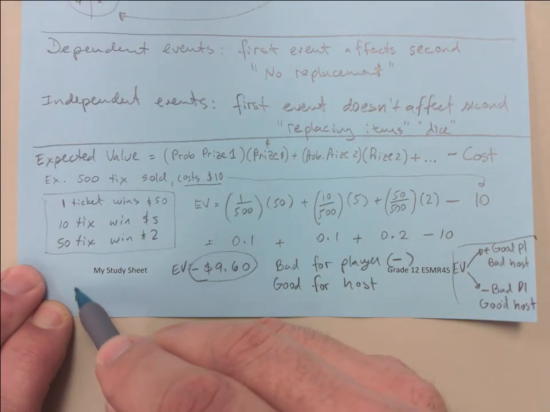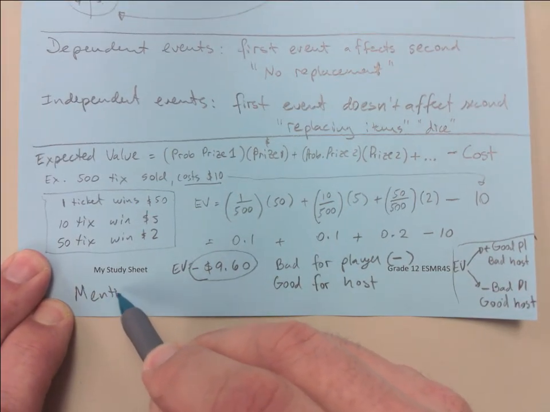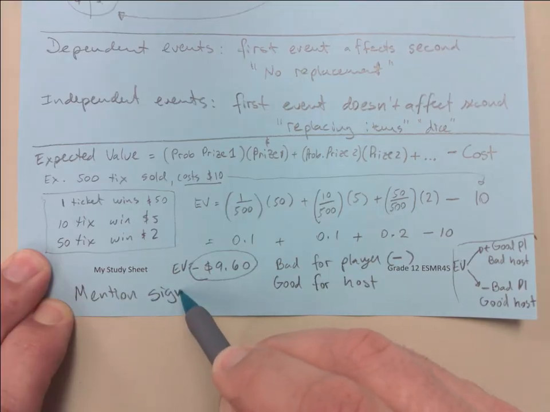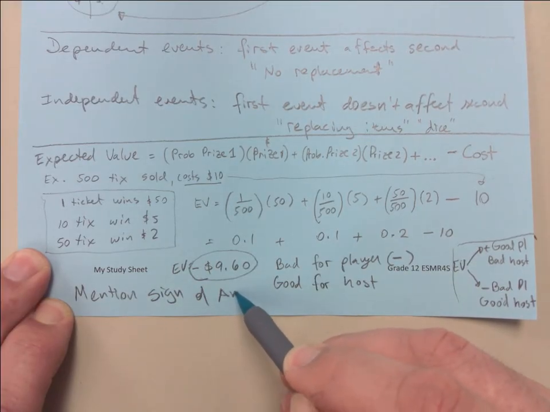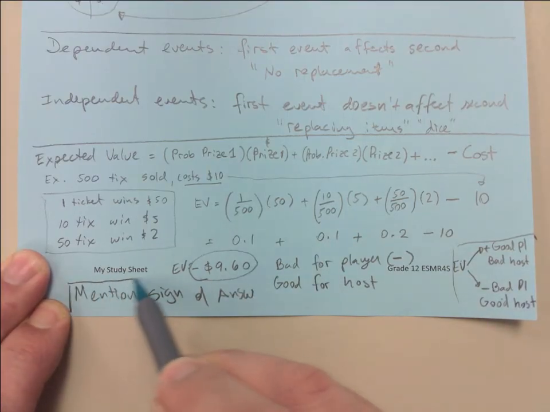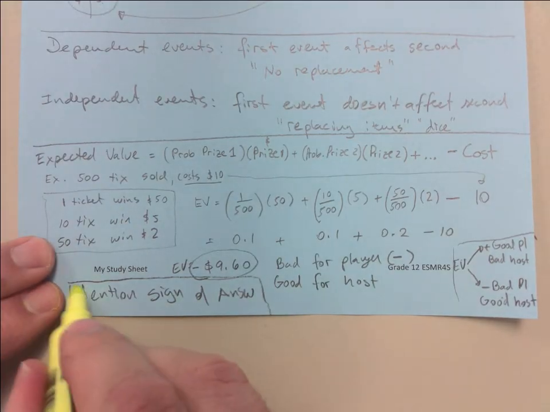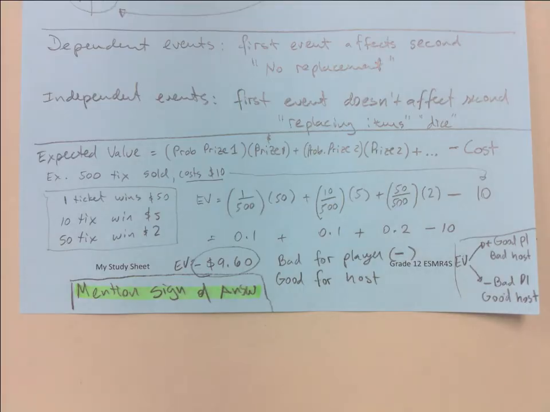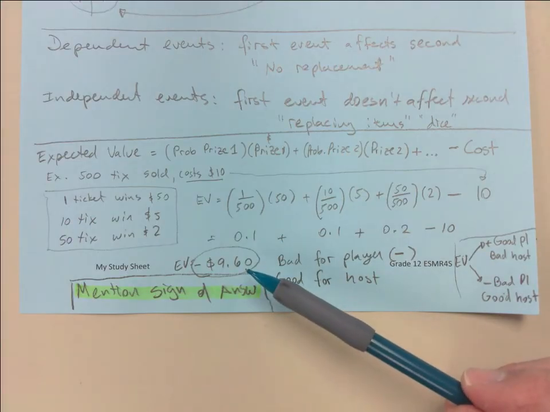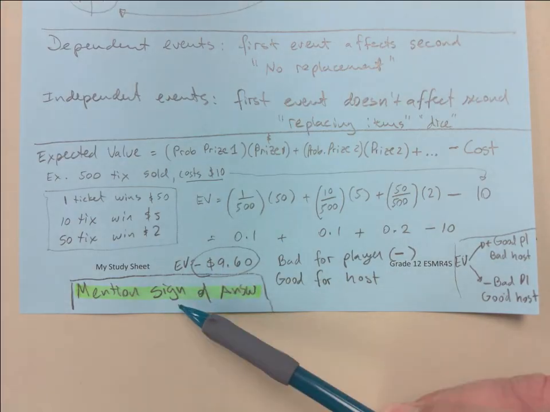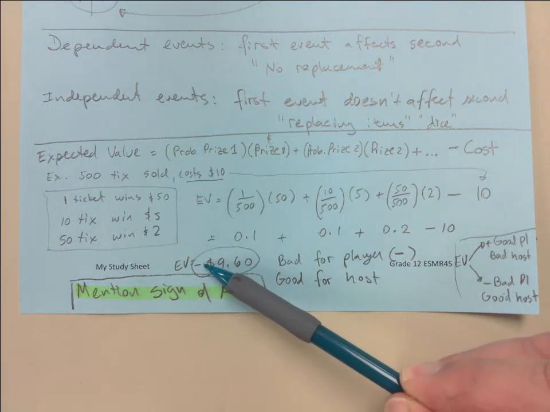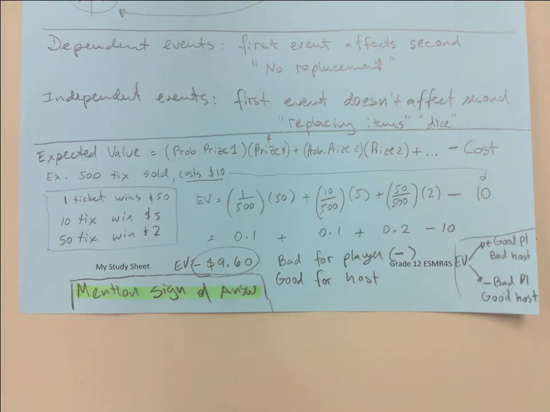So mention the sign of answer. I'm gonna make sure you highlight that. Well, you do whatever works for you, but if you don't mention the sign of your answer, if you're trying to justify whether or not you should be playing, it's not gonna count, and it's a freebie. Let's say you get your expected value wrong, completely wrong, but if you answer B based on the sign of A, you still get this mark. Easy mark.